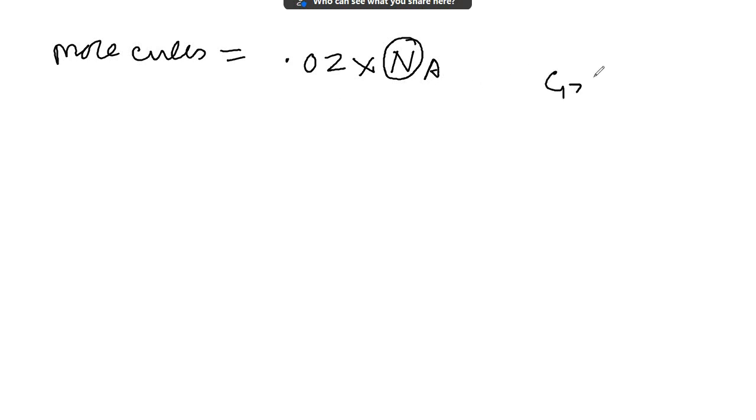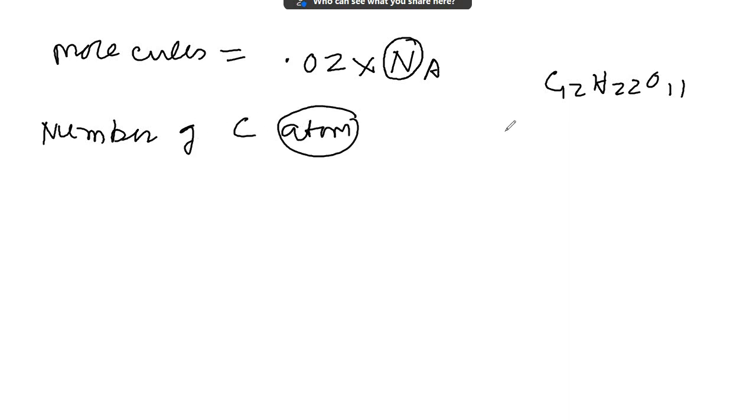Molecular formula is C12H22O11. If the question is given how many carbon, hydrogen or oxygen atoms are present in this 0.02 mole, how to do that? Number of carbon atoms: one molecule contains 12 atoms of carbon. So this is the number of molecules. Number of carbon atoms will be 12 into 0.02 into Na.